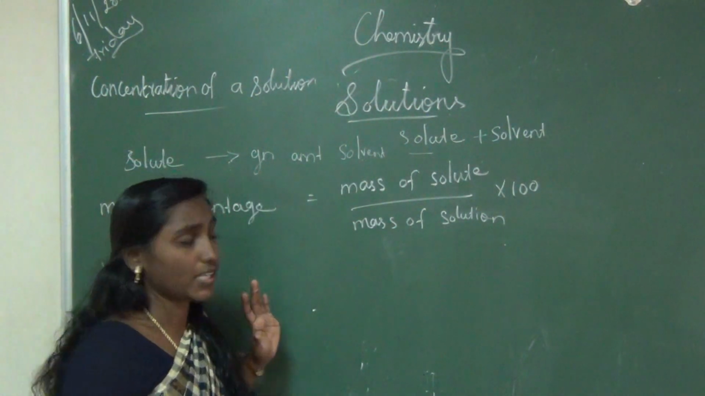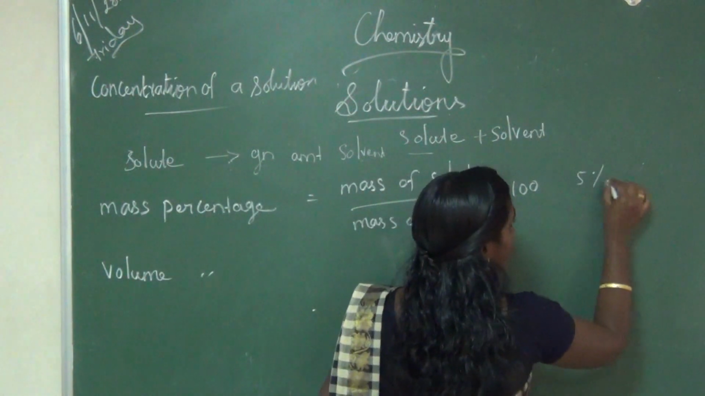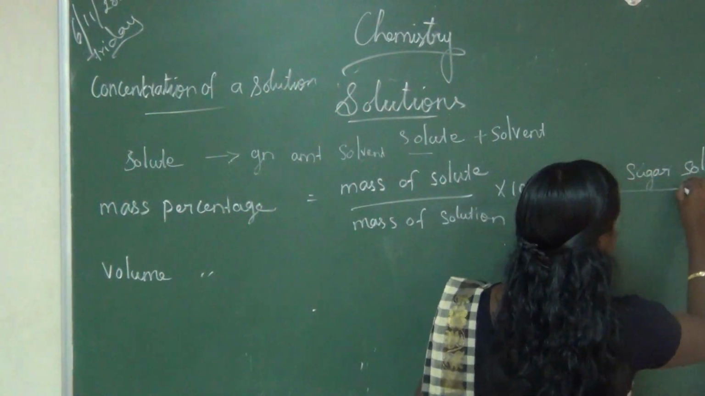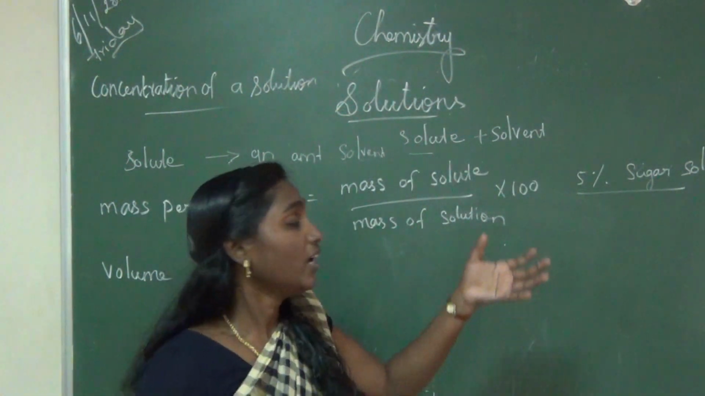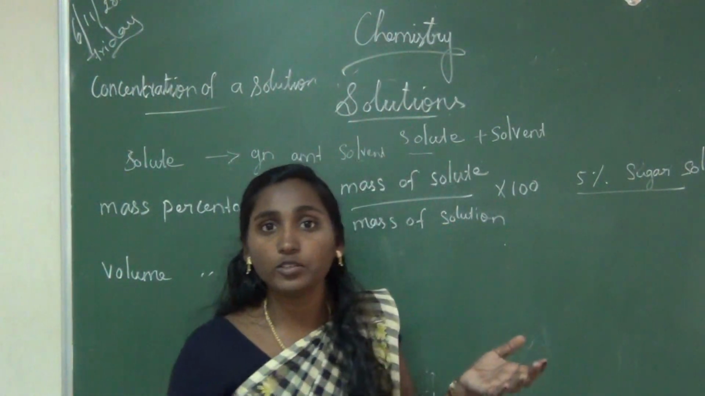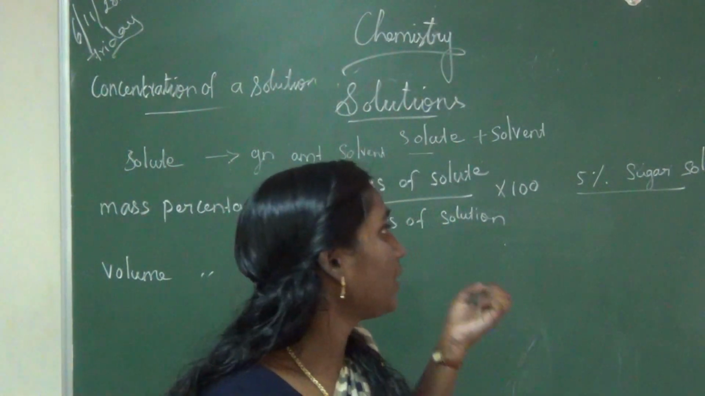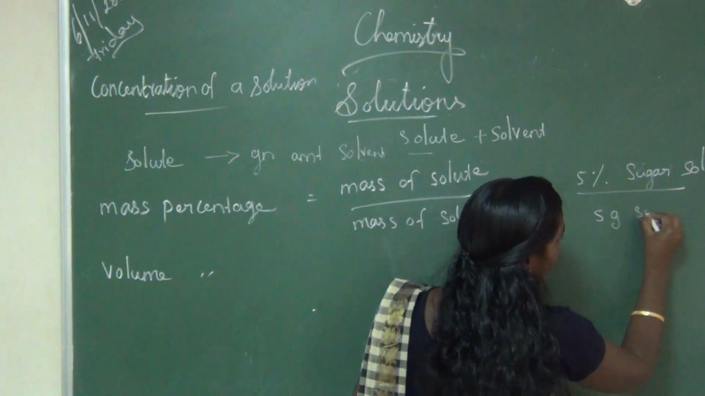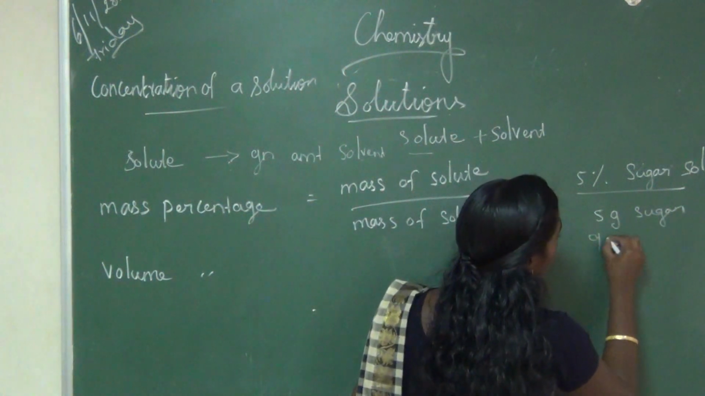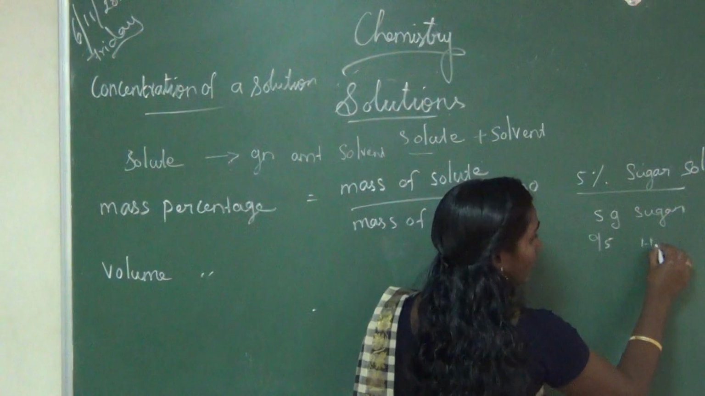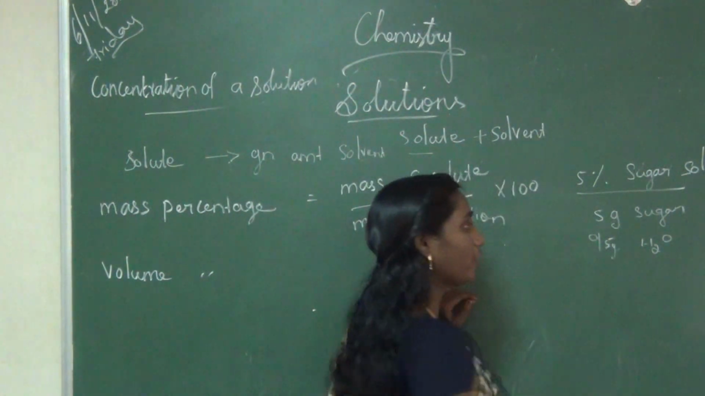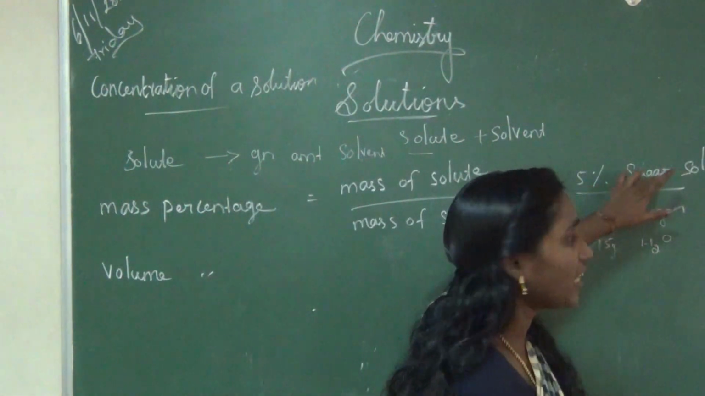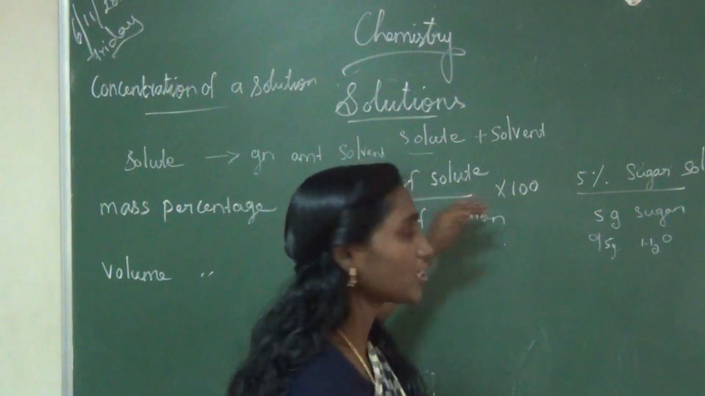Example for this mass percentage: 5% sugar solution. 5% sugar solution, which contains how much sugar? Can you guess it? How much sugar and how much water are present here? Here 5 gram of sugar and 95 gram of water. That is called a 5% sugar solution.